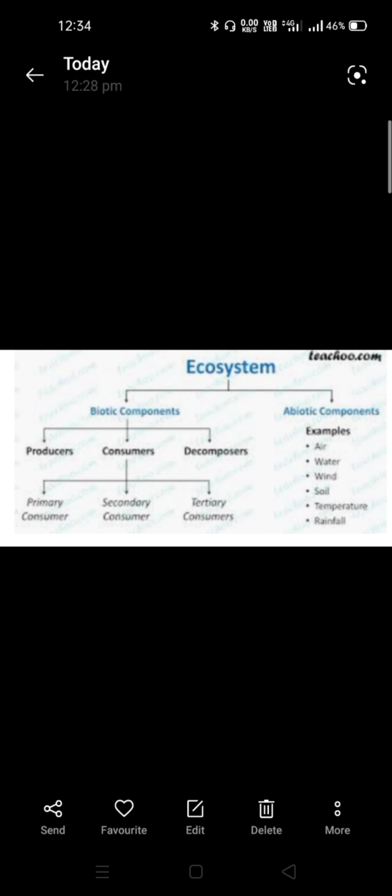Coming to the biotic components, they are again subdivided into three: producers, consumers, and decomposers. Producers are the plants or autotrophs. Consumers are heterotrophs, where they depend upon other organisms for their food. Autotrophs are self food producing organisms like plants. Consumers again include primary consumers, secondary consumers, tertiary consumers, quaternary consumers, etc. This is about the ecosystem.